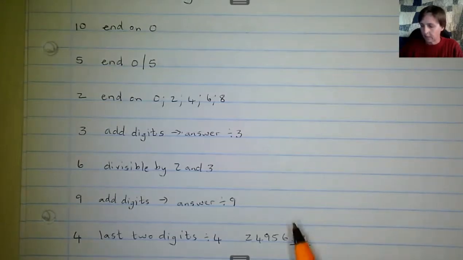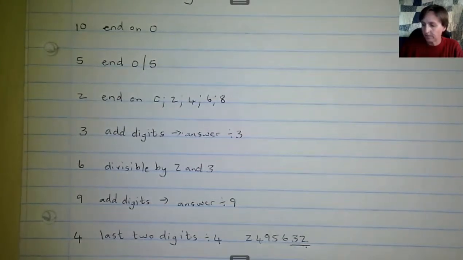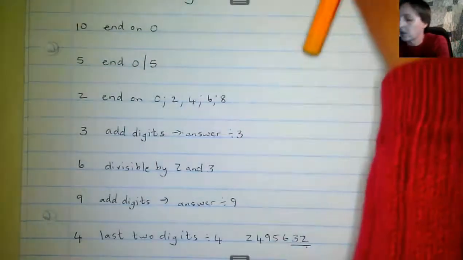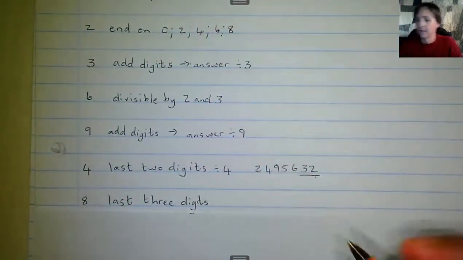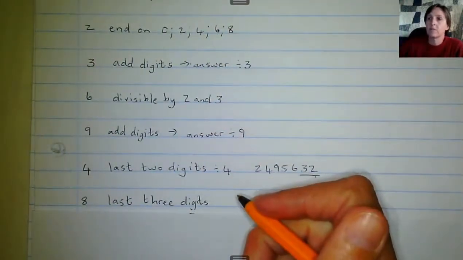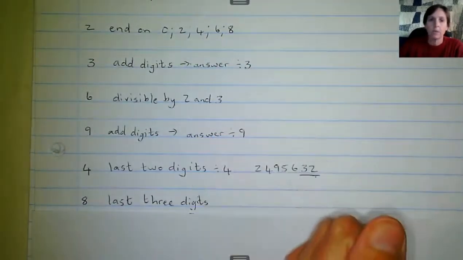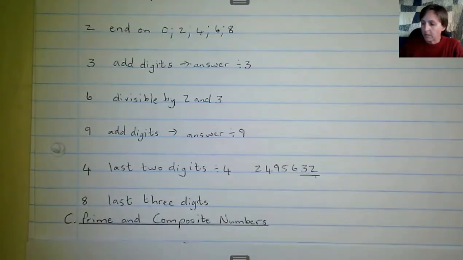Alright, for divisible by 8, you look at the last three digits. Exactly the same as 4, but you look at the last three digits, and if the last three digits are divisible by 8, then the whole number is divisible by 8. Alright, and then for a number to be divisible by 12, it has to be divisible by 3 and by 4. Then it's divisible by 12. Okay, so those are our divisibility rules.